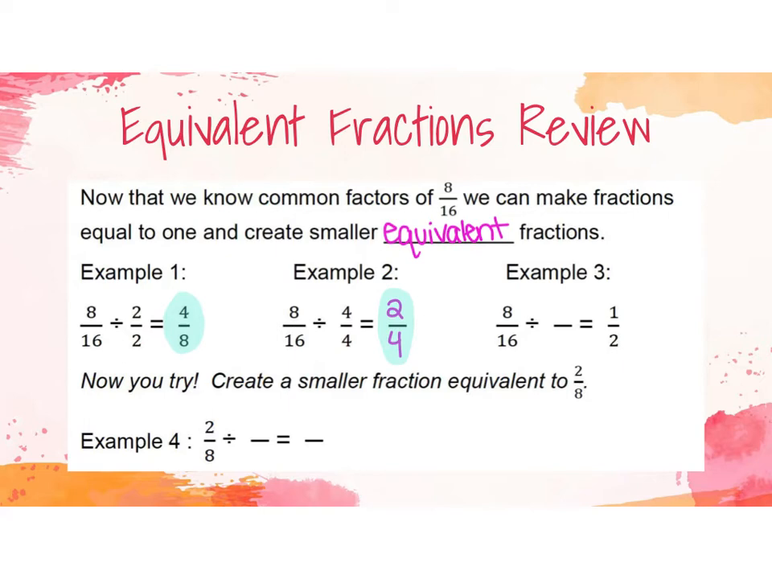In the last example, we have our equivalent fraction 1/2, and we need to determine what we divided both our numerator and denominator by. In order to get from 8 to 1, I would have divided by 8. And to get from 16 to 2, we could divide by 8. 8 is a common factor of both 8 and 16. And our equivalent fraction is 1/2.